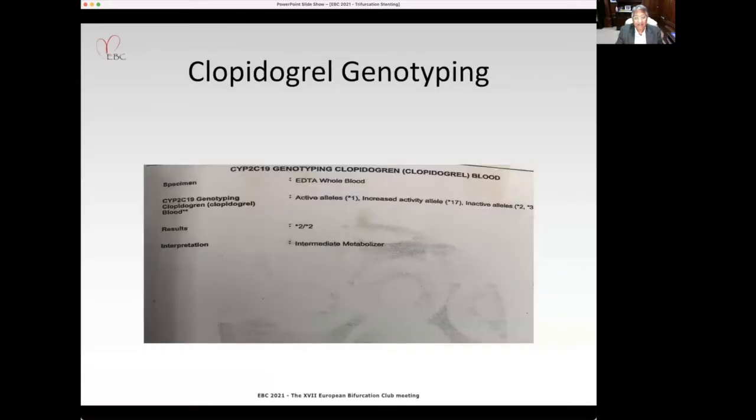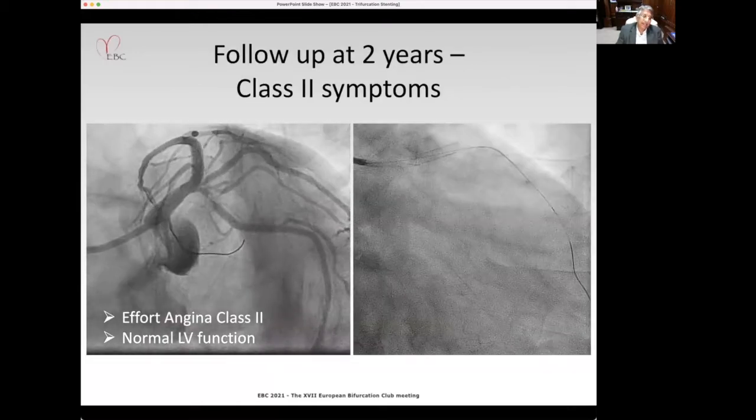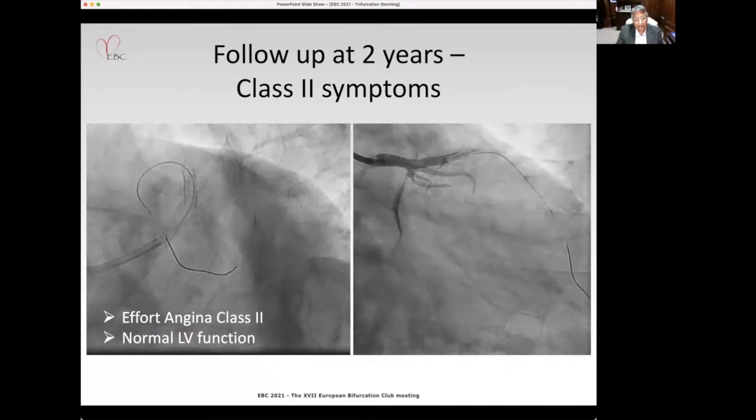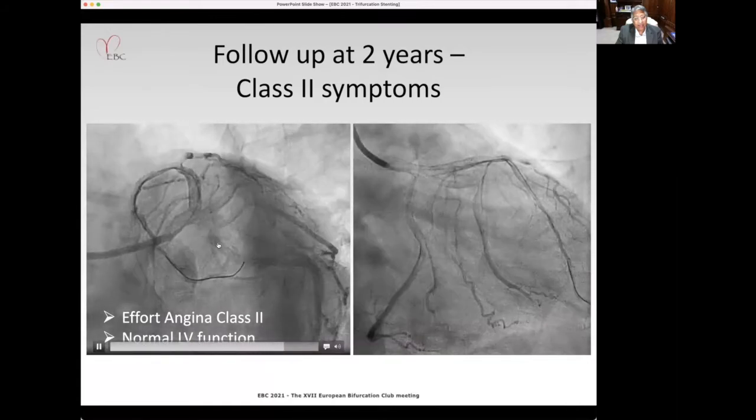We got the results of the clopidogrel genotyping, which showed that he was an intermediate metabolizer. So we continued him on ticagrelor. However, 2 years later, he came back, now with class 2 symptoms. And this is what the angio shows. We have got an ISR that's involving the ramus ostium and the circumflex.